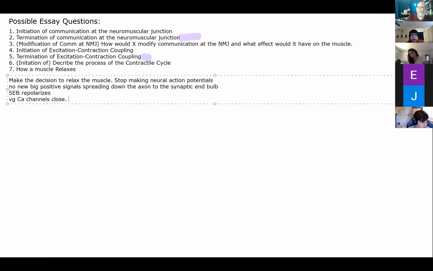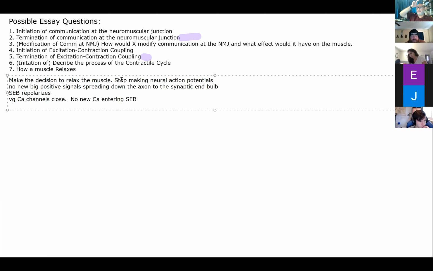Perfect. What's the immediate effect of that? No acetylcholine. No, it's not the immediate effect. When the channels are closed, there's no new calcium into the synaptic end bulb. But we still have a problem. There's still a lot of calcium in the synaptic end bulb. So what do we have to do? Pump it out.